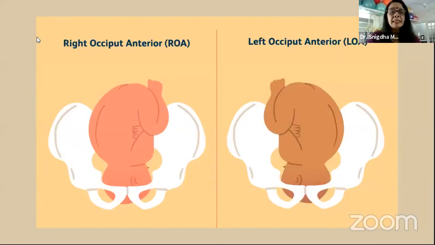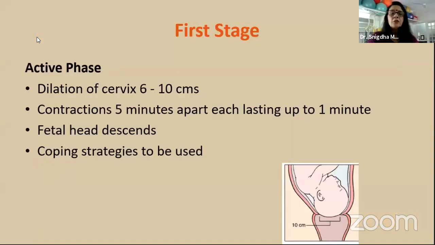This is the occiput anterior position. This is the perfect position, whether it's right or left occiput anterior, in which the baby is now placed, all ready, and all set for the delivery. So the first stage, the active stage after the latent stage: during this time, the dilation of cervix is 6 to 10 centimeters, and the contractions are about 5 minutes apart, each lasting for about 1 minute. The fetal head starts to descend, and coping strategies have to be used during this period.